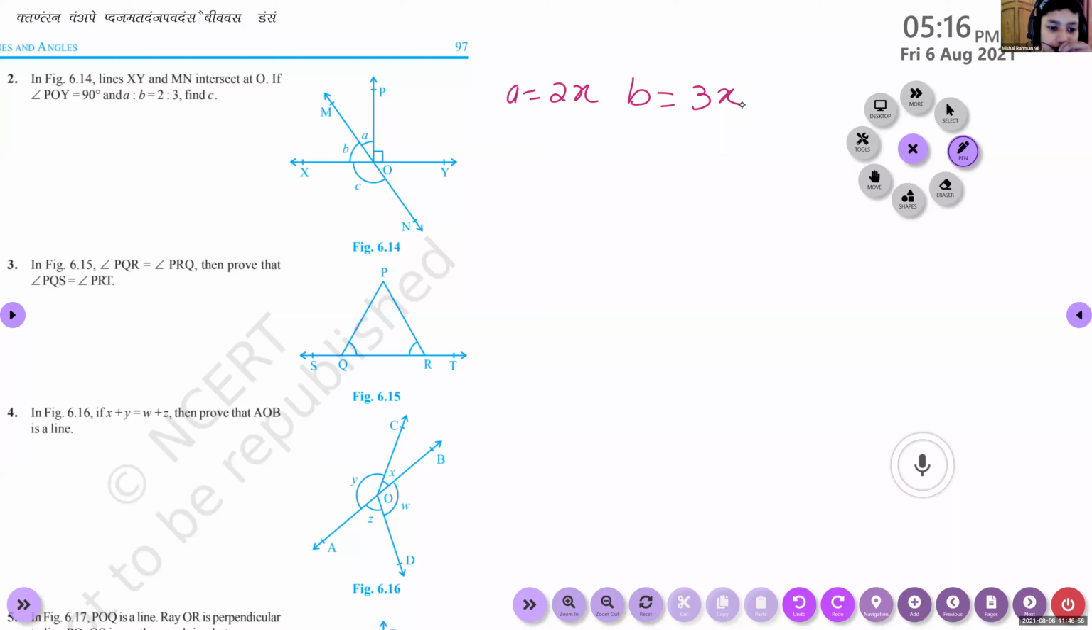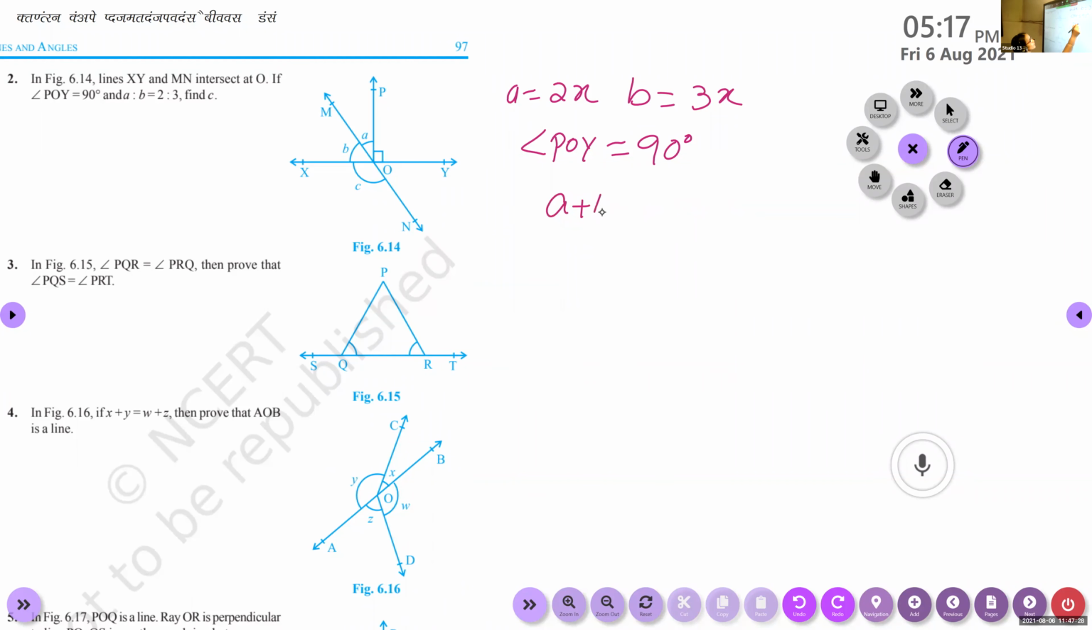Yes. Angle POY is 90 degrees. It is given. See, A is to B, so A is 2x, B is 3x. A plus B is 2x plus 3x, which is 5x. So 5x is equal to 90. Yes, correct.